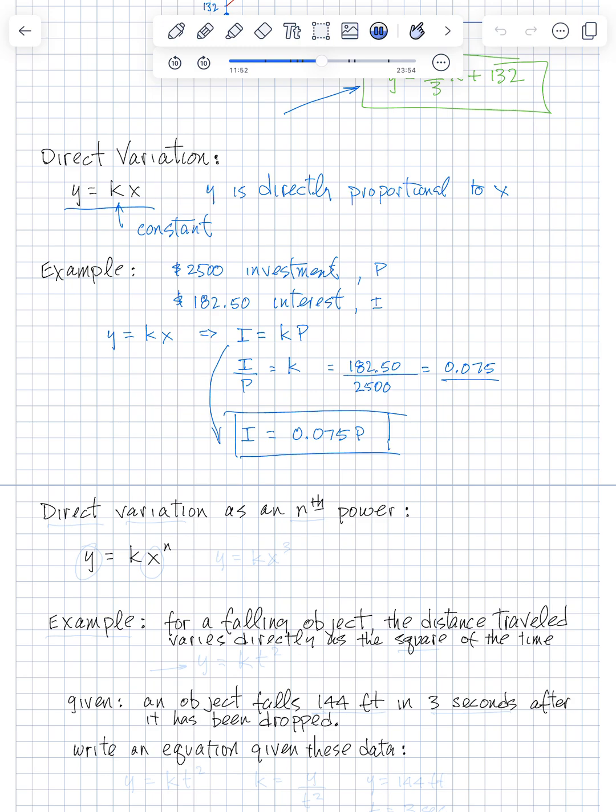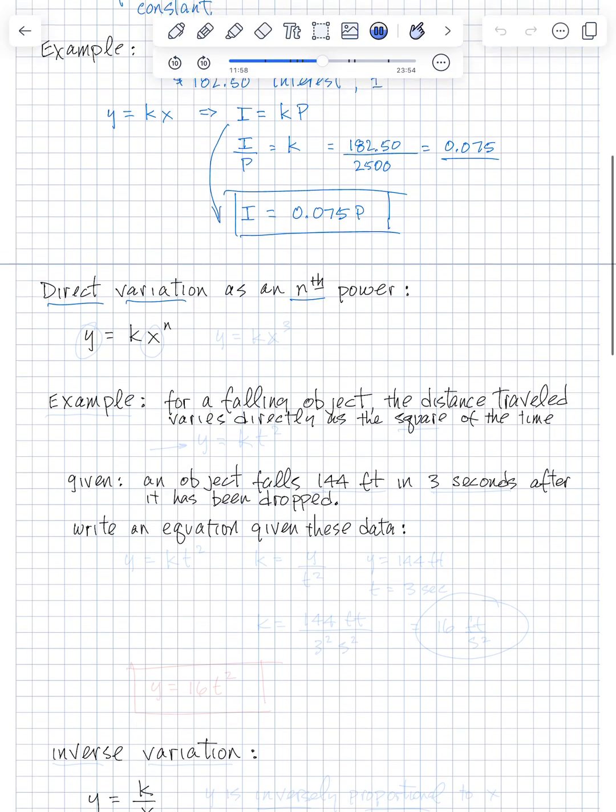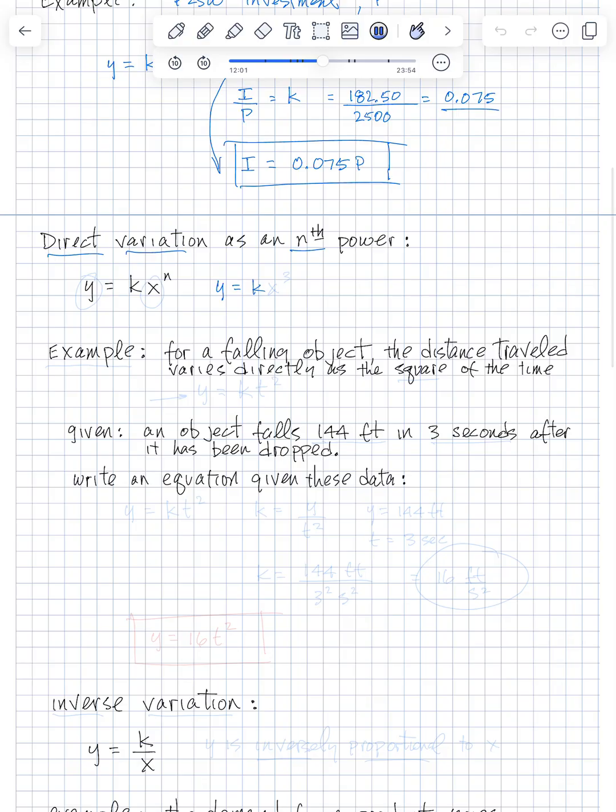Okay, we also have a direct variation when we raise x to an nth power. So this could be something like y equals kx cubed, or kx to the fifth, or any power you like. And the reason I call this direct variation, which I don't think I mentioned earlier, is because the value of y varies directly with the value of x. In other words, if the value of x goes up, the value of y goes up. If the value of x goes down, then the value of y goes down. So let's look at a typical example.